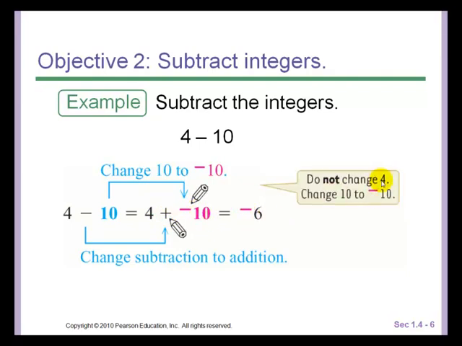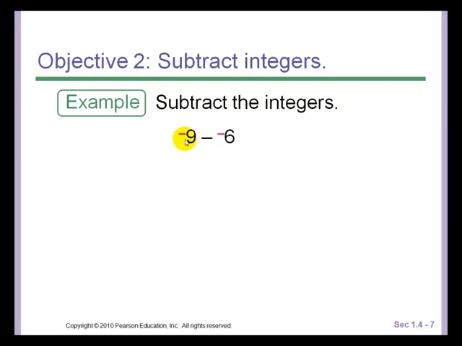And again, notice you are not changing the first number. The first number, nothing happens. It's the second number, 10 to -10. I should note that eventually I would like you guys to be able to just look at 4 minus 10 and know that it is -6 without going through these steps. If you are already at that point, that is great. If not, take the time to rewrite it as adding the opposite until you get the hang of it. But again, the end goal is that you can just look at 4 minus 10 and know that that is -6. One more example, -9 minus -6.